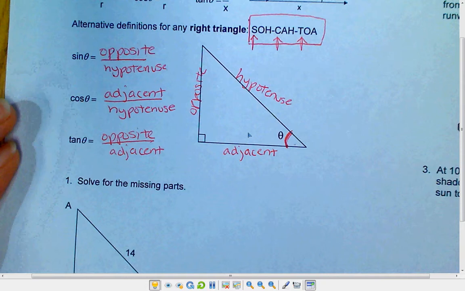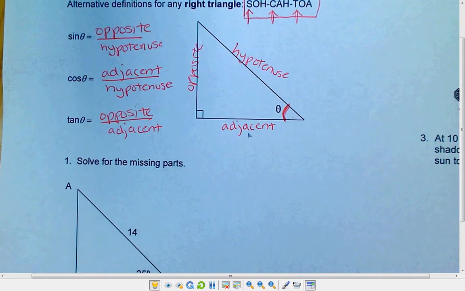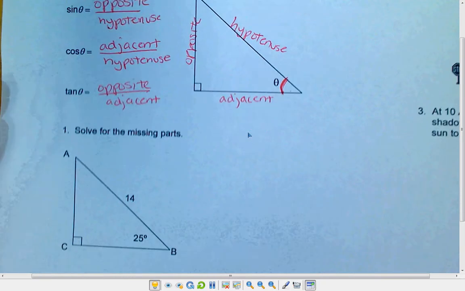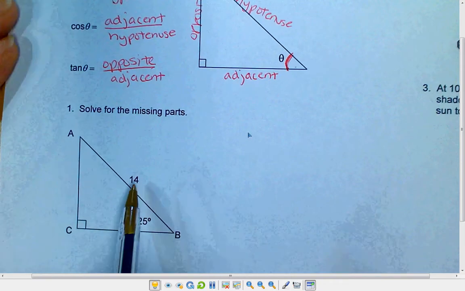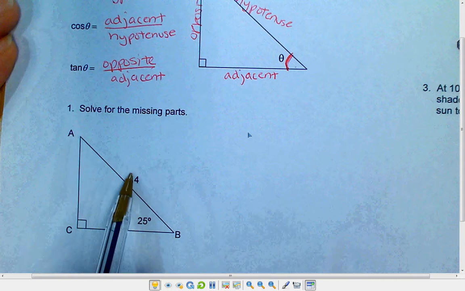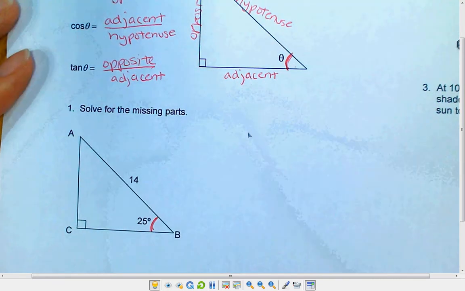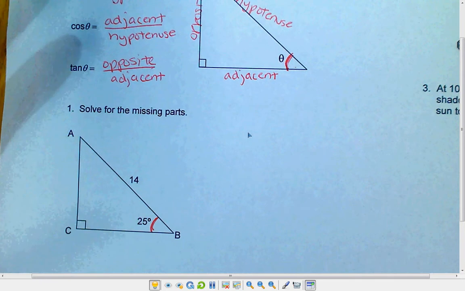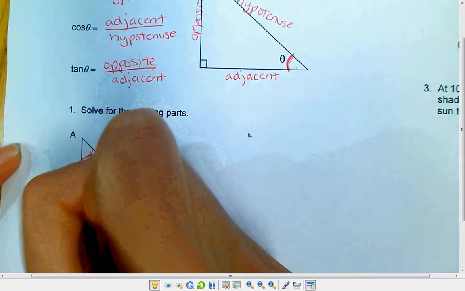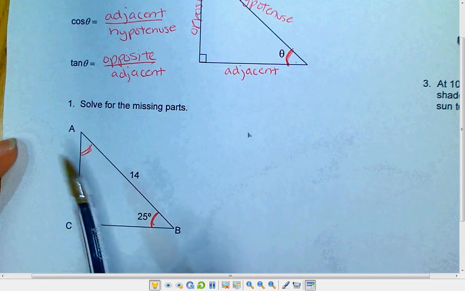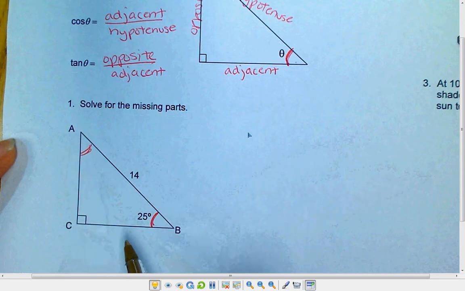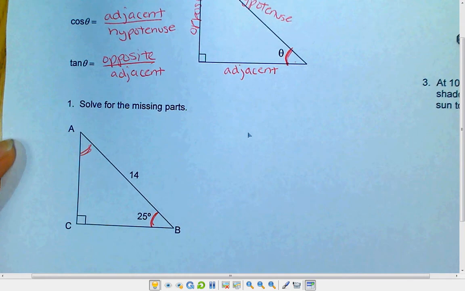Okay, so let's look at problem number 1. We're going to solve for the missing parts. So right now we know that AB is 14, angle B is 25, so this is the angle I'm going to be using. The first thing I am going to do is find the measure of angle A, because this is the easiest thing to do, because we know that the three angles of a triangle should add up to be 180.